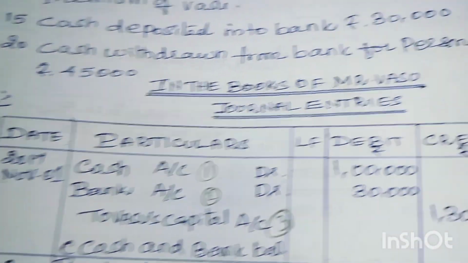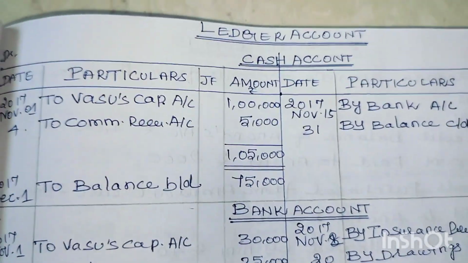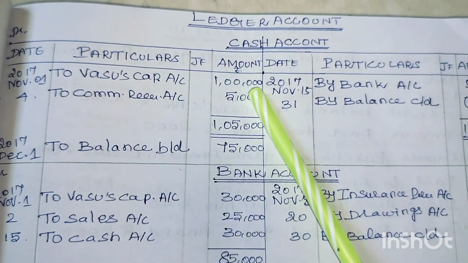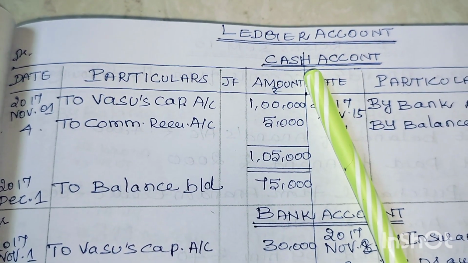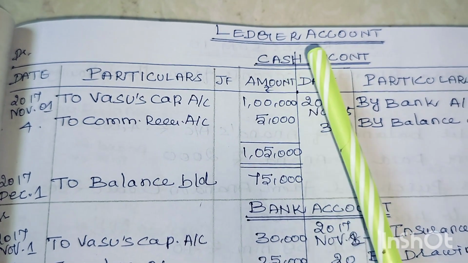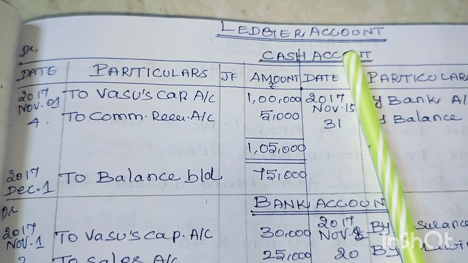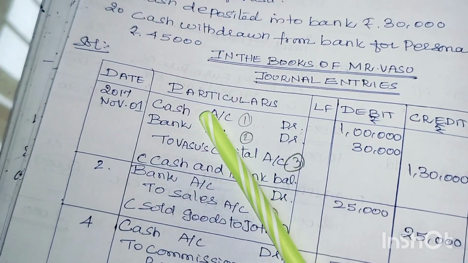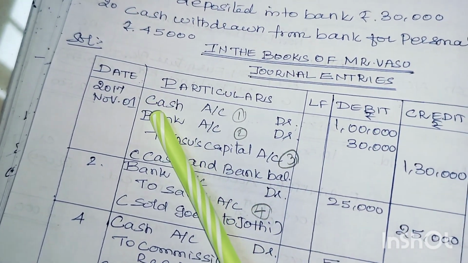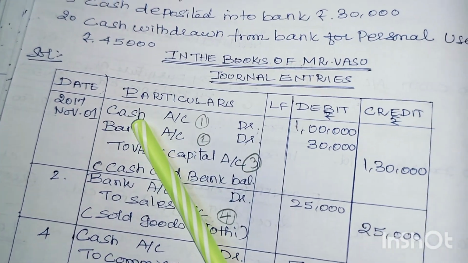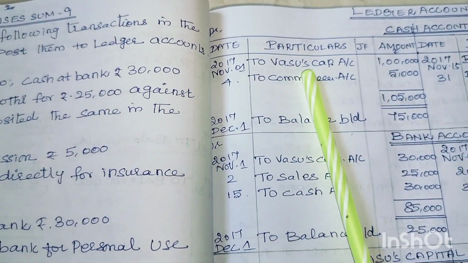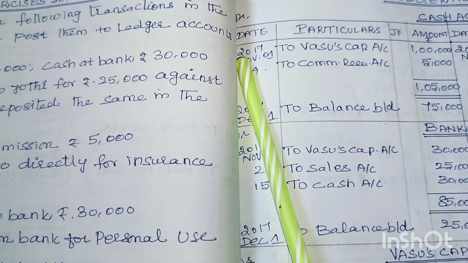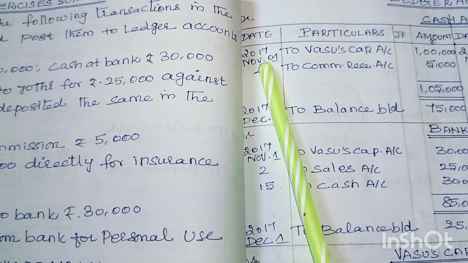So what we do on the ledger, we prepare the format. What is the name of the account? The name of the account is cash account. We write it on the top middle of the ledger account. The first transaction of the cash account is on the debit side. We go to the debit side on the ledger under the cash account. The date is 2017 November 1.